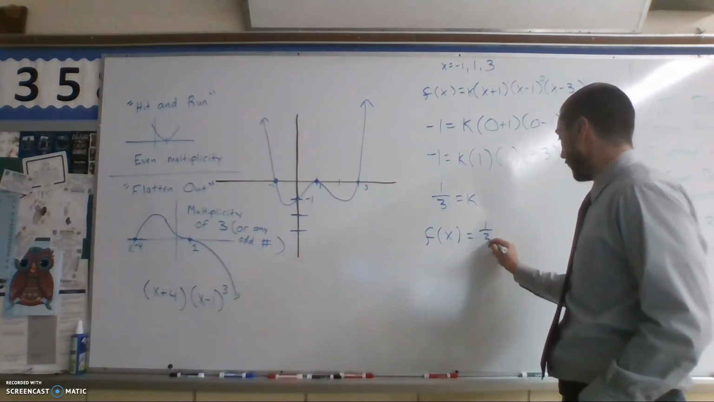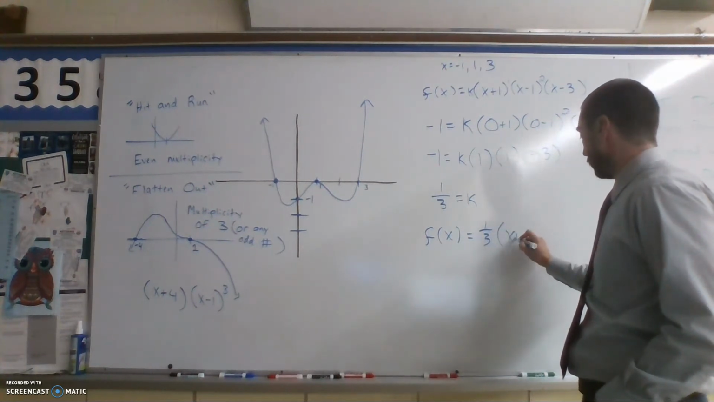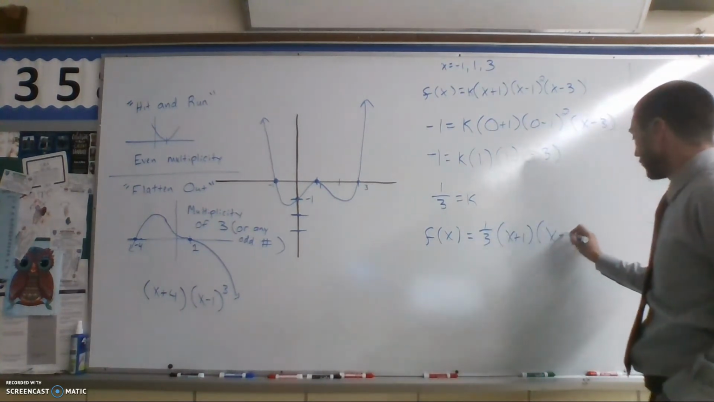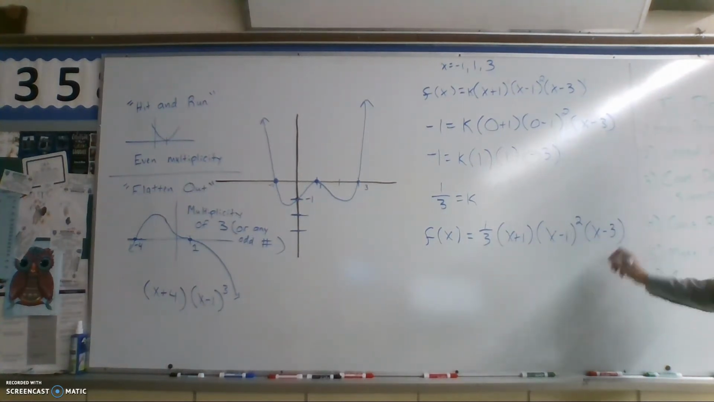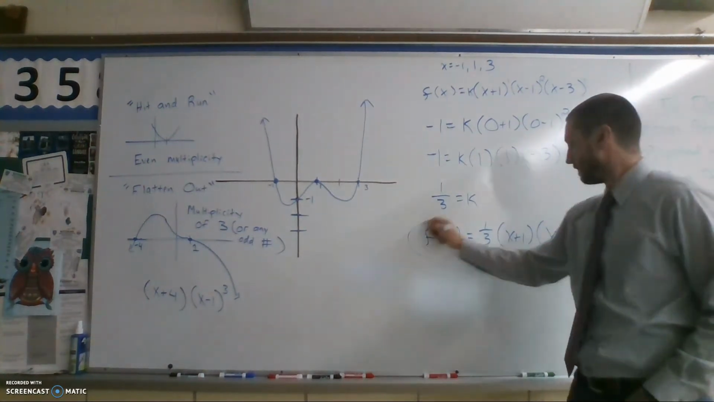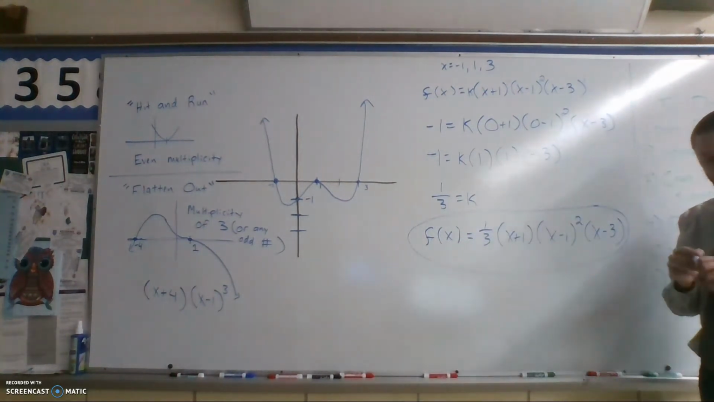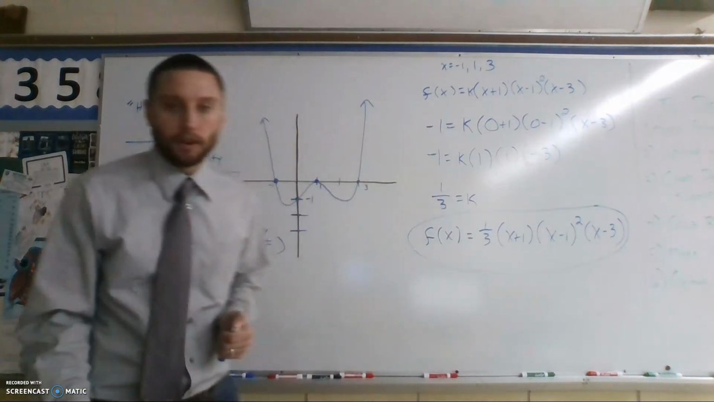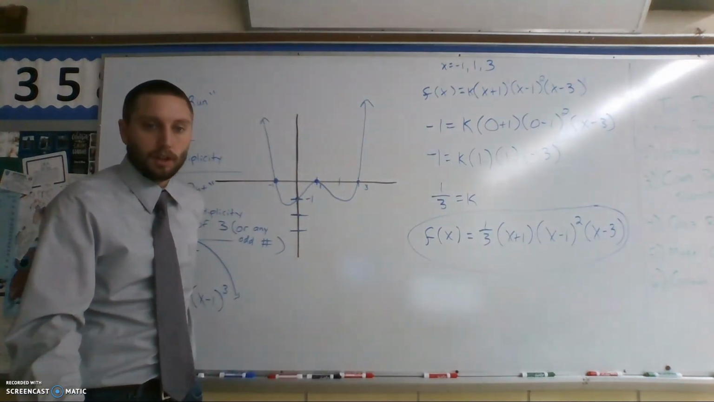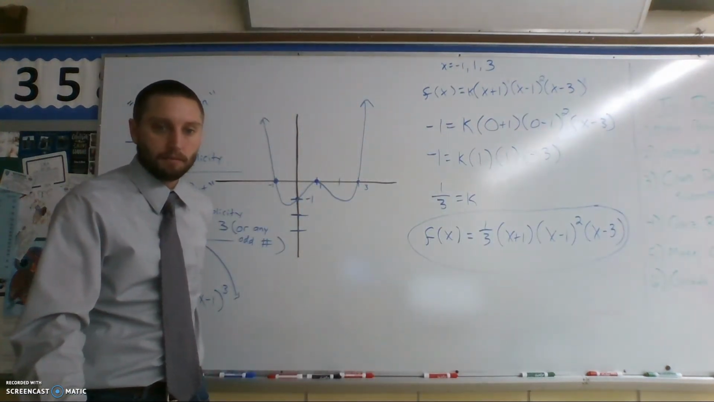So my final equation is f of x equals 1/3 times x plus 1 times x minus 1 squared times x minus 3. So there's my equation. Okay, so hopefully that makes some sense. Hopefully you can see that. So I'm going to erase my board, do some examples, and then we'll get back together here in a second.